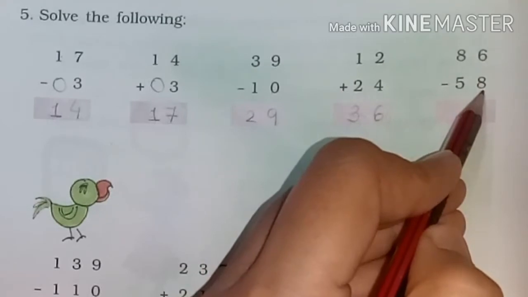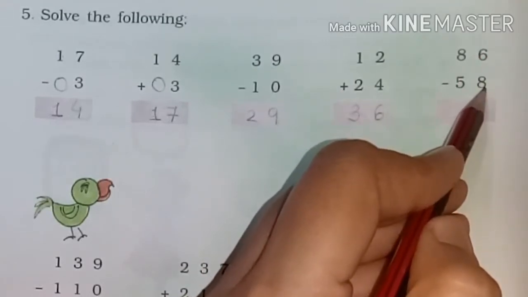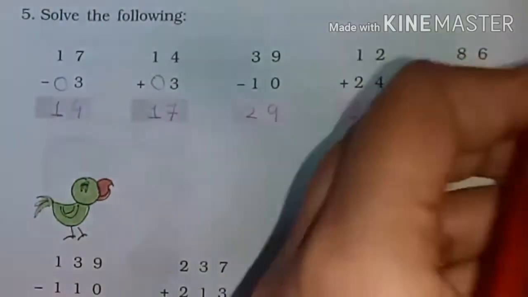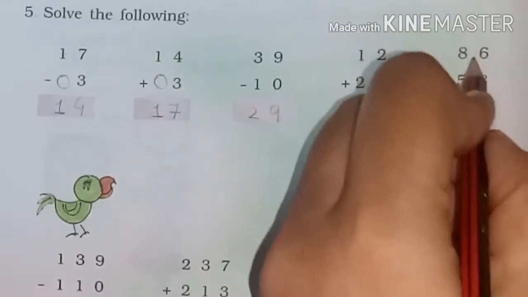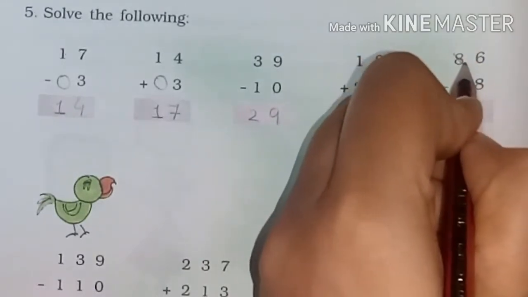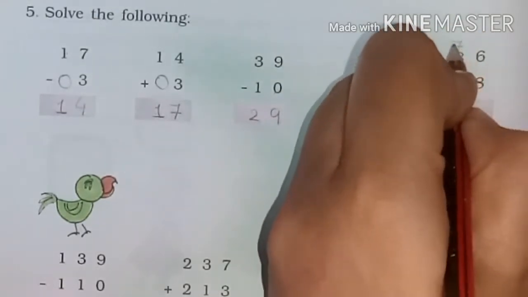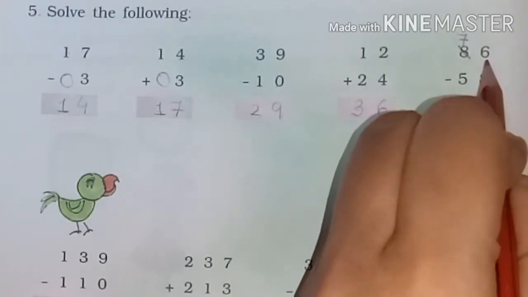6 minus 8. We know that from 6 we can't subtract 8. So for that we are going to borrow 1 from the tens digit. Here the number in the tens place is 8. So I am going to borrow one number from 8. Then 8 will become 7. In the ones place the number was 6.